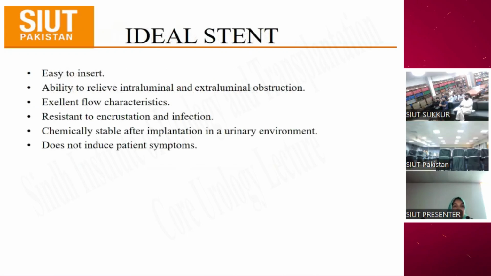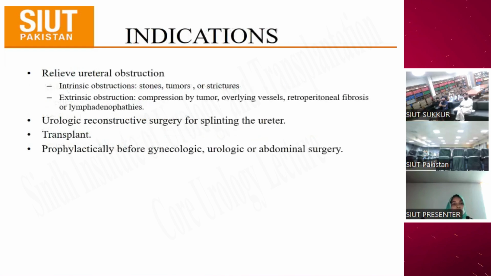The ideal stent should be easy to insert, able to relieve intraluminal and extraluminal obstruction, have excellent flow characteristics, be resistant to incrustation and infection, and be chemically stable after implantation into a urinary environment, meaning it should be biocompatible and not induce patient symptoms. It should also have a good memory, so when we remove the guide wire, it makes coils. So what are the indications?